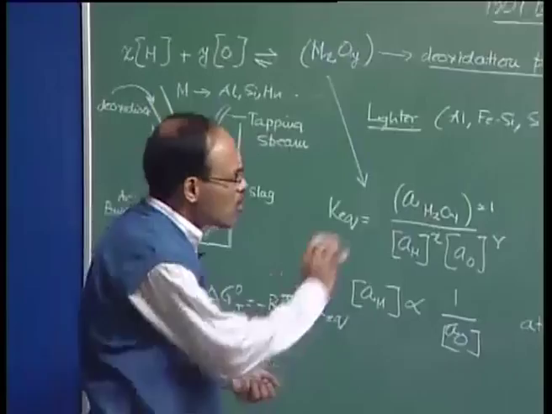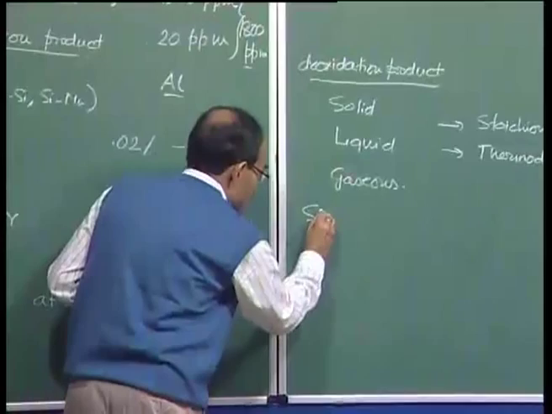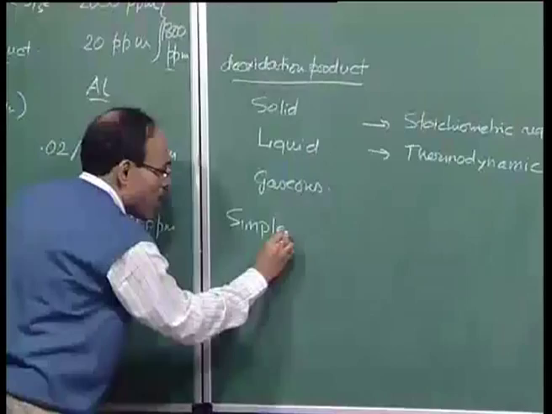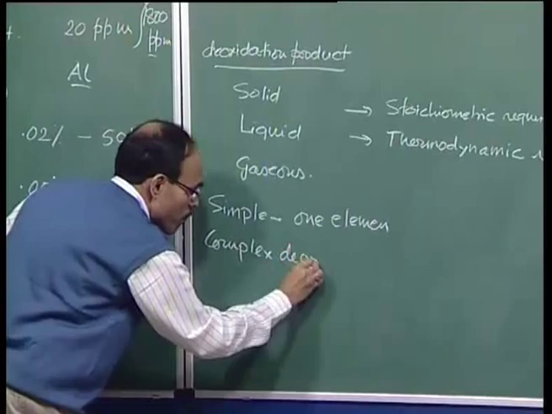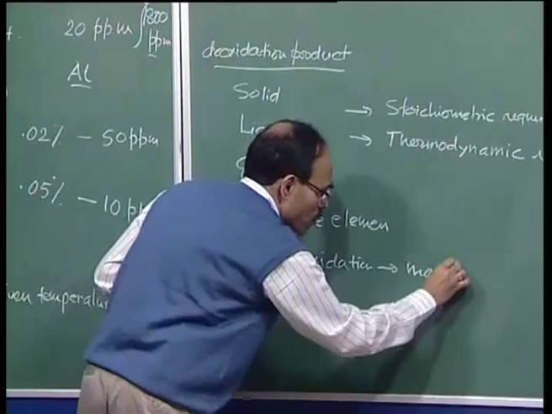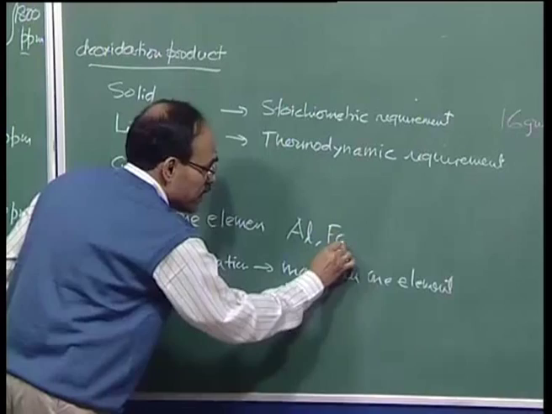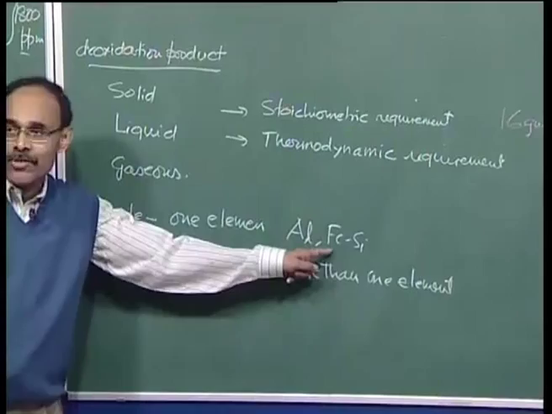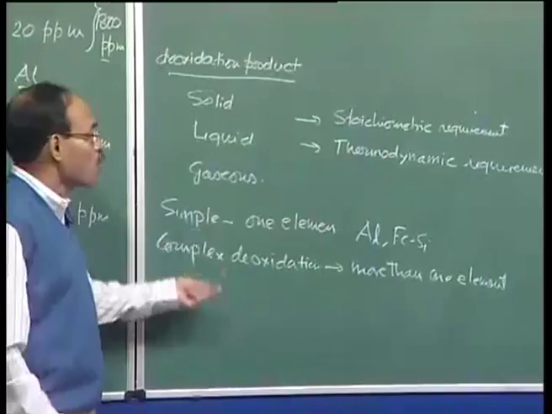Deoxidations are basically of two types. One is called simple deoxidation and the other is called complex deoxidation. What does this imply? Simple deoxidation means that you have only one element, and complex deoxidation means we have more than one element. So, if I say that I have added aluminium or ferrosilicon, I will say that aluminium is deoxidizing the bath or silicon is deoxidizing the bath. I am not adding them together; I am adding just one of these.